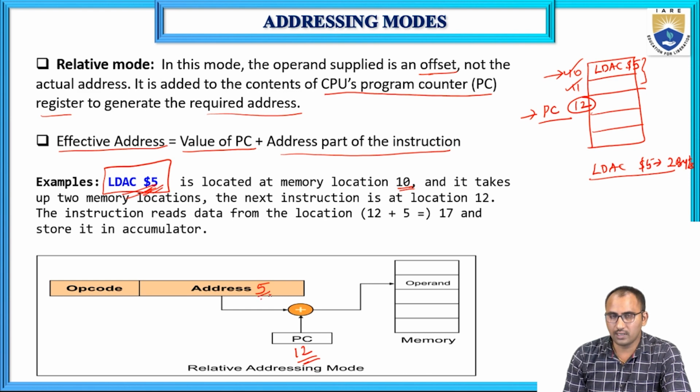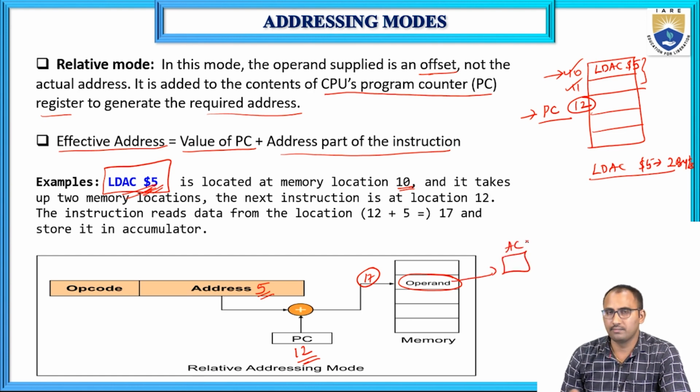And the address given directly in the instruction is 5. So we are adding these 2 addresses: 12 plus 5 results in 17. What is the 17? 17 is the effective address of the operand. That means in the 17th location we have the operand, and that operand we are copying to the accumulator. So this is the relative addressing mode.